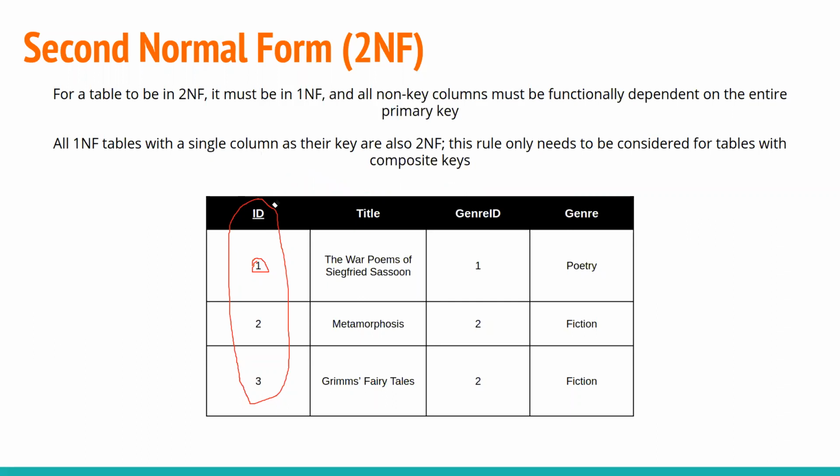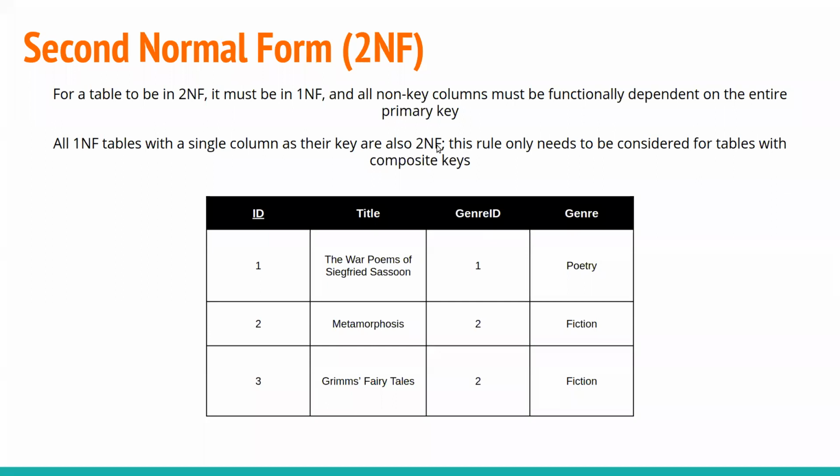So 2NF only applies in certain cases. If you ever have only one column in your primary key, so you see only ID is underlined here, and the database is in 1NF, then the database is automatically in 2NF. Okay.